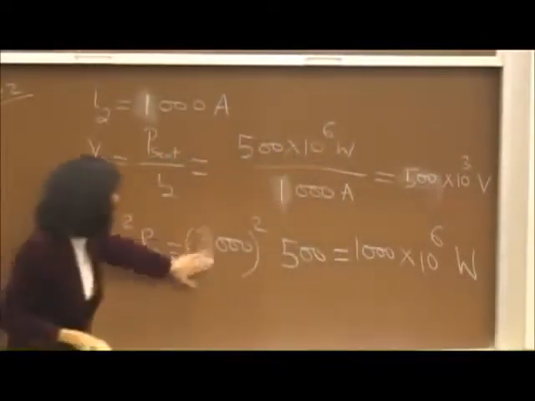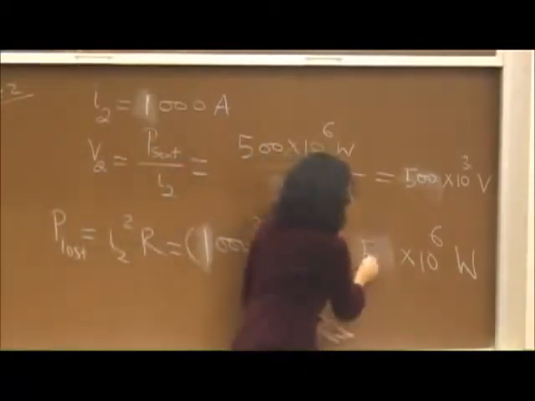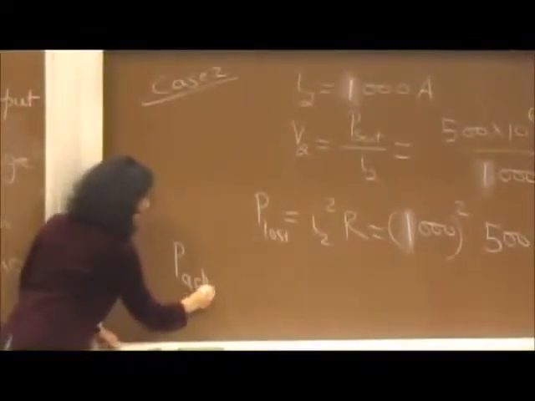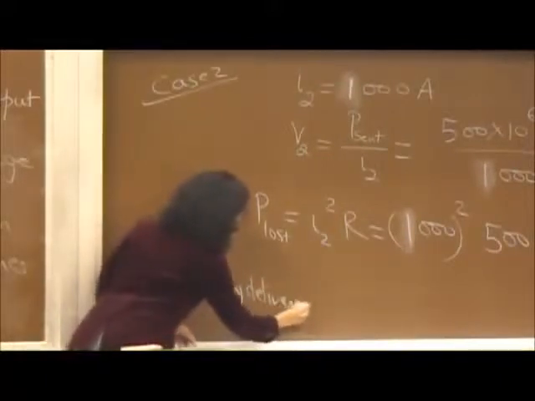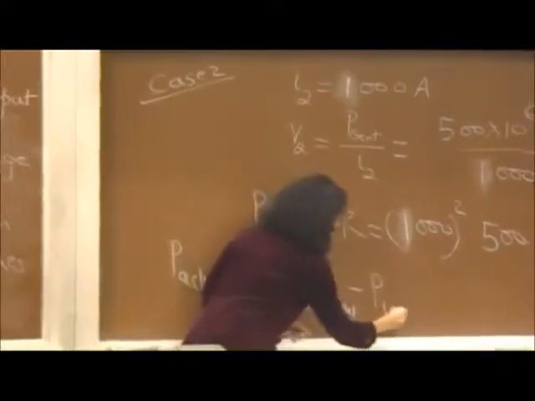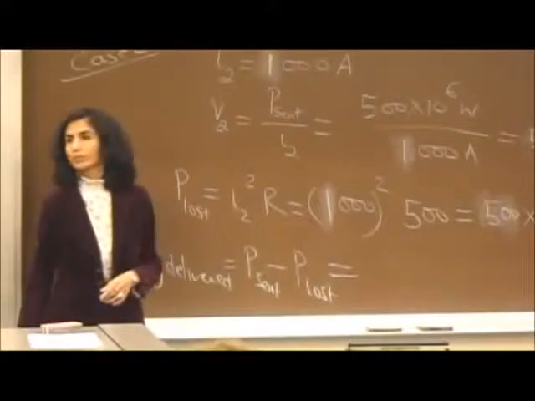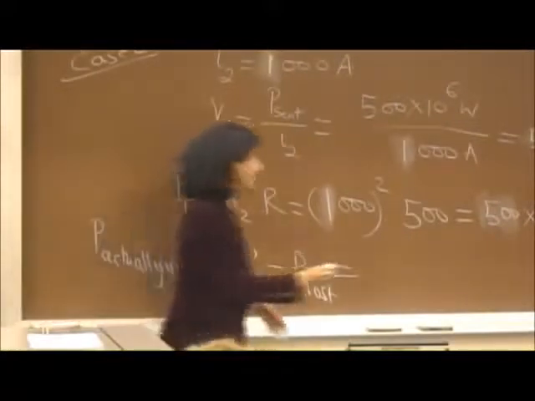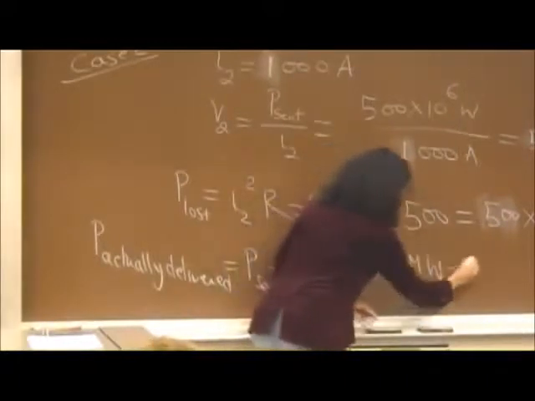In this case, what will be I square times R? This will be 1000 square times 500. 500 times 10 power 6 watts. What is the power actually delivered? Somebody from the first row, what is the power actually delivered? What is it? 0. Because each of them is 500 megawatts minus 500 megawatts, which is 0.